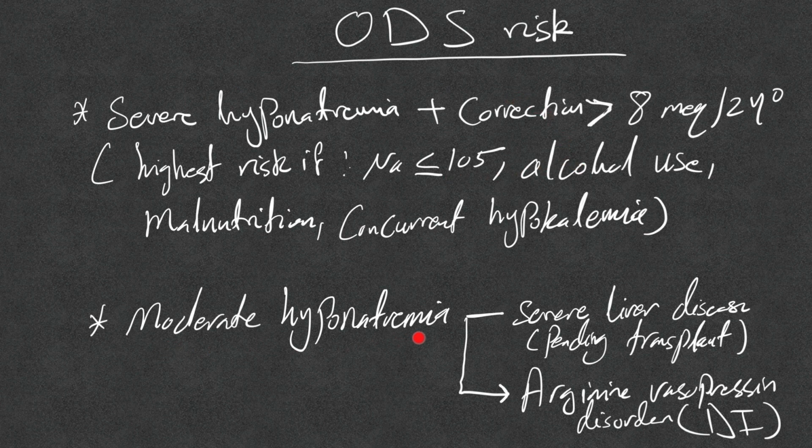In moderate hyponatremia, we rarely see osmotic demyelination syndrome, except there are two cases where we get worried about it. The first one is severe liver disease, a patient who is pending liver transplant, especially if they get a transplant, their sodium may quickly rise, and arginine vasopressin disorders, which is diabetes insipidus. We only worry about osmotic demyelination syndrome in severe hyponatremia, except these two cases here where we worry about it in moderate hyponatremia. So remember that.